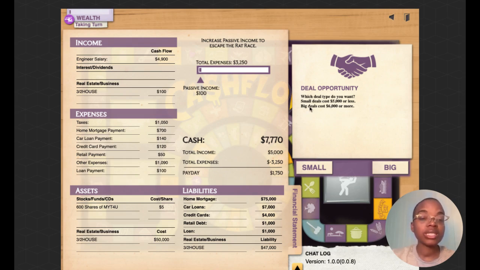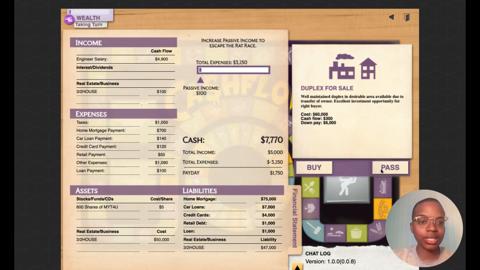Let's do another big deal just to see. Some of these big deals are really big. Depending on what this one looks like, let's see what we get. Okay, here we go. So a duplex for sale. There's a well-maintained duplex in a desirable area available due to transfer of owner. So it's an excellent investment opportunity for the right buyer. $60,000 in assets. The cash flow is 300 bucks. That's pretty nice. And the down payment is well within my cash, so I wouldn't have to take out a loan.